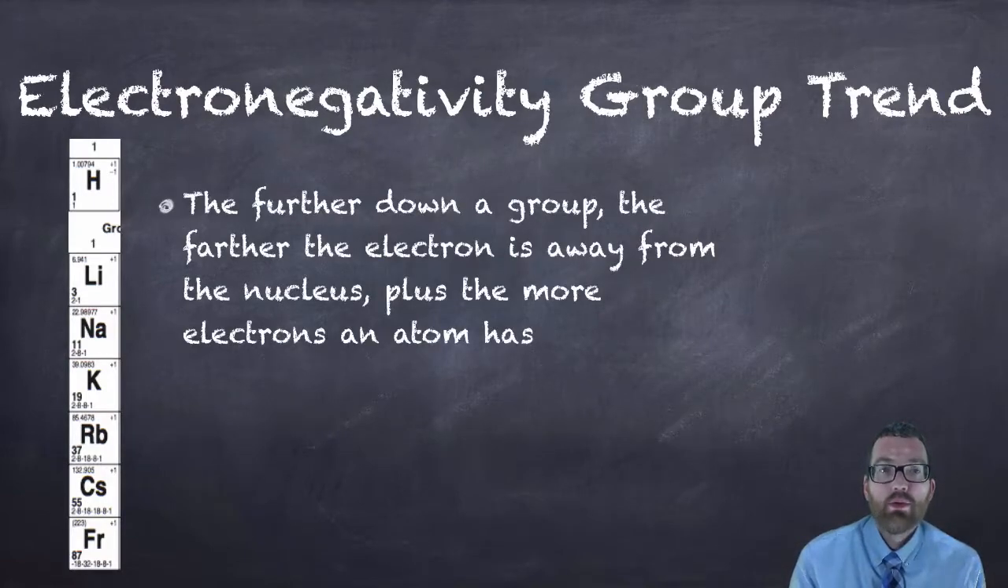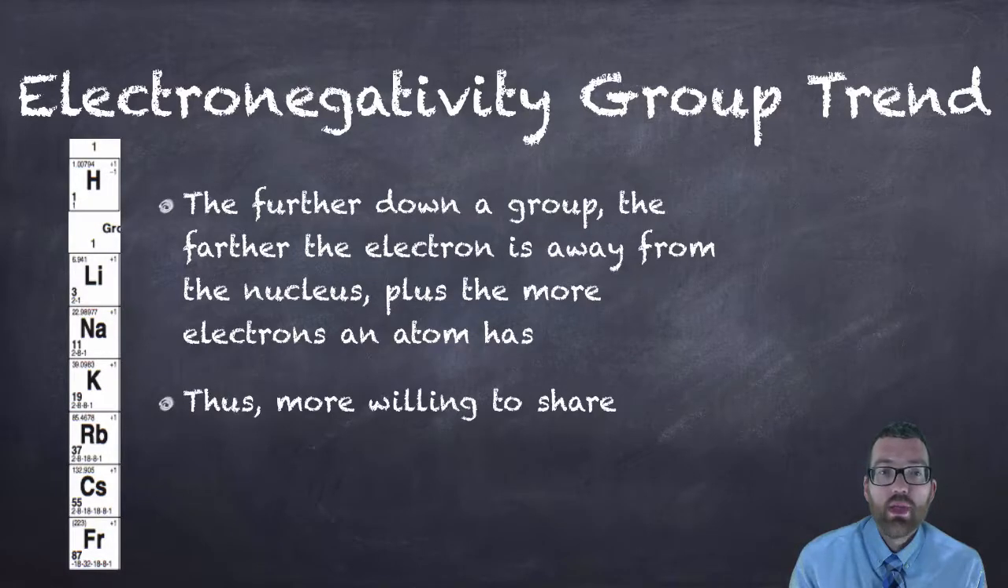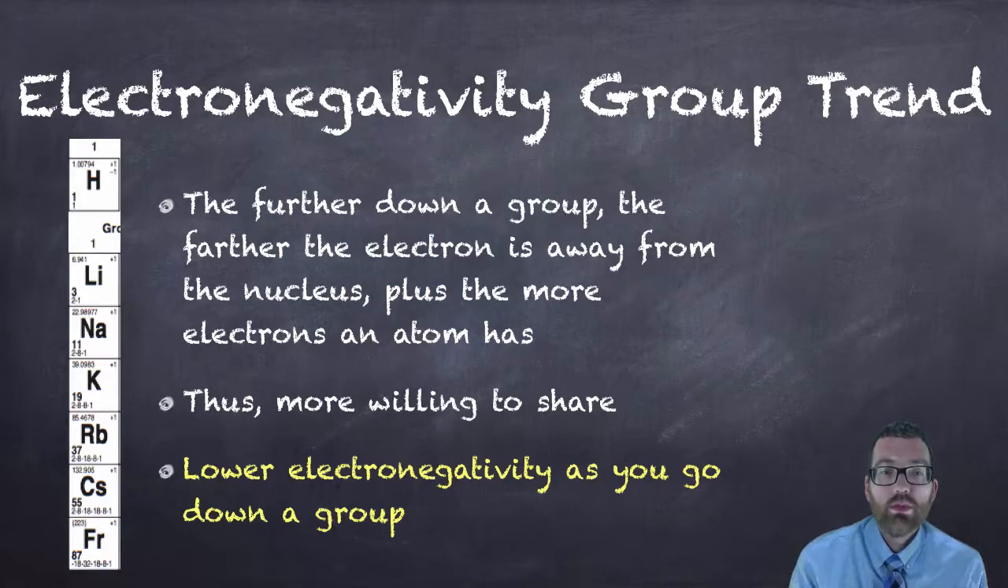So the further down a group, the further the electrons are away from the nucleus, because we have more shells as we go down each period. Plus, the more electrons the atom has, so there's greater shielding. So elements that are going down a group are more willing to share electrons than elements that are higher up on the group. So we have a lower electronegativity as you go down a group.